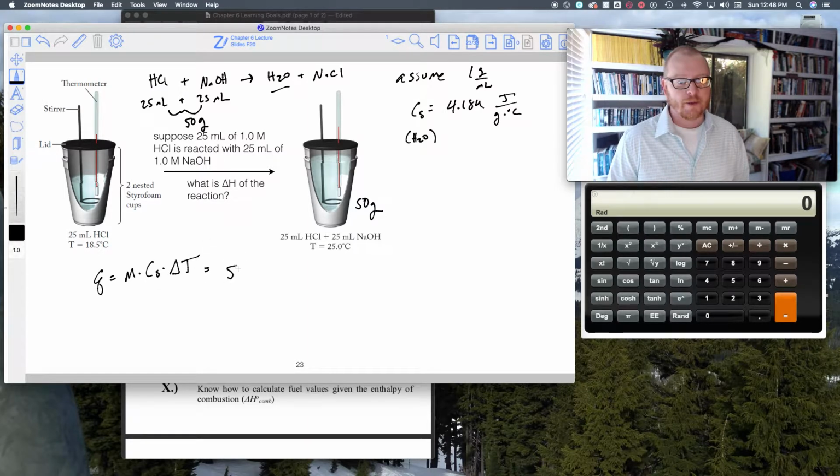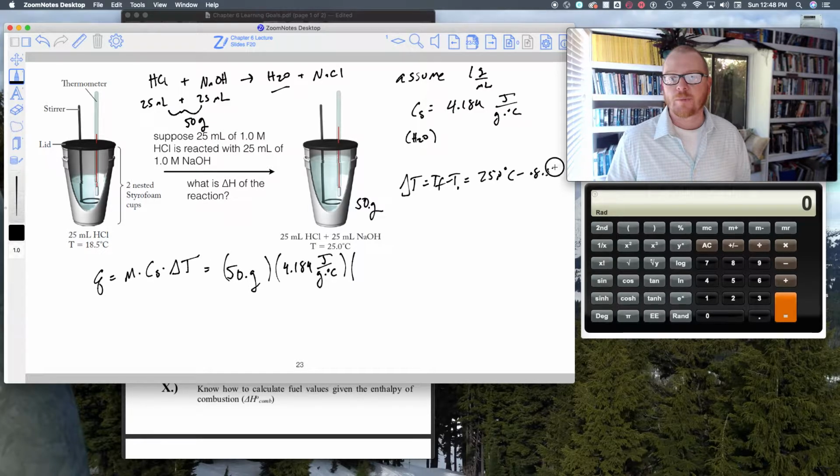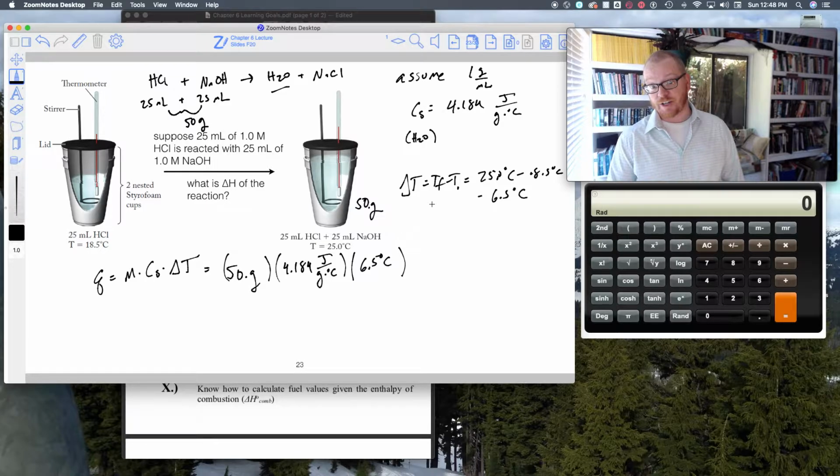For m, we're going to use 50 grams, 50. because I have 2 sig figs at the 25. Then Cs is 4.184 joule per gram per degree C. And what about my change in temperature? T final minus T initial. The final temperature was 25.0. The initial temperature was 18.5. Quick math, that's 6.5 degrees Celsius for my change in temperature.